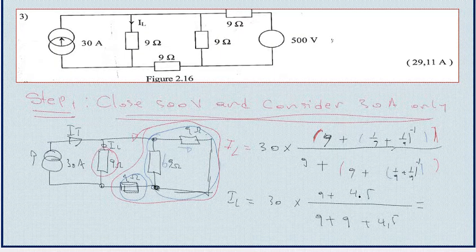If I compute the whole thing here, I'm gonna get the current passing in 9 ohm, which is equal to 18 amp. So that is in step 1. So here I will just put a 1 there in order to signify that we are in step 1.